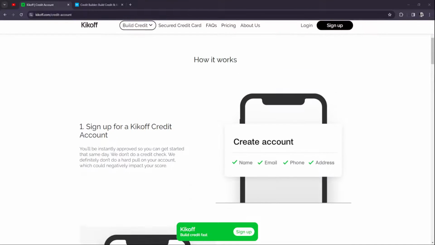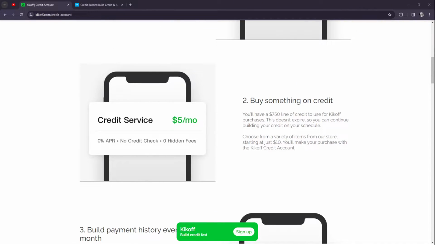As you can see here on the website, they have a process for what to do to sign up for this account, and in step 2 right here, buy something on credit. So basically, they have a store and you could buy a lot of things from there. Just be mindful about your credit line, and those purchases will be paid with monthly payments. While you make the monthly payments, you should make sure that you pay on time, because that will be building your credit. So it's basically like a credit builder loan, but you actually get something out of it, like a product.